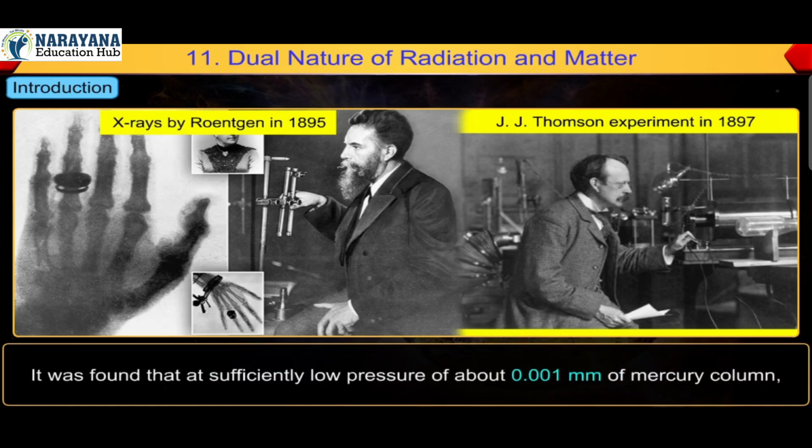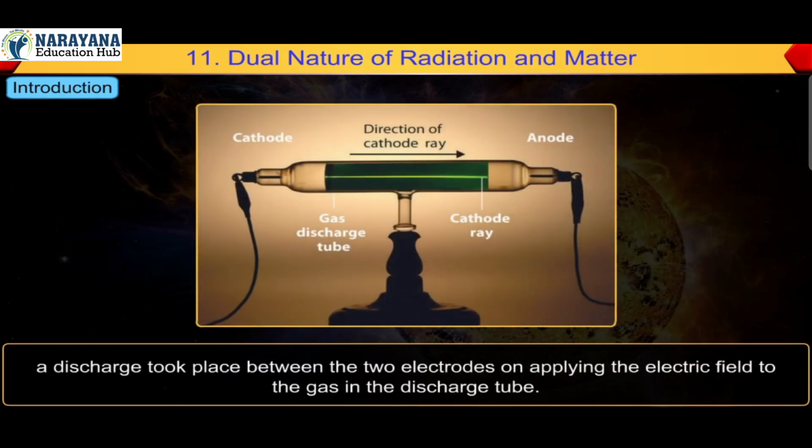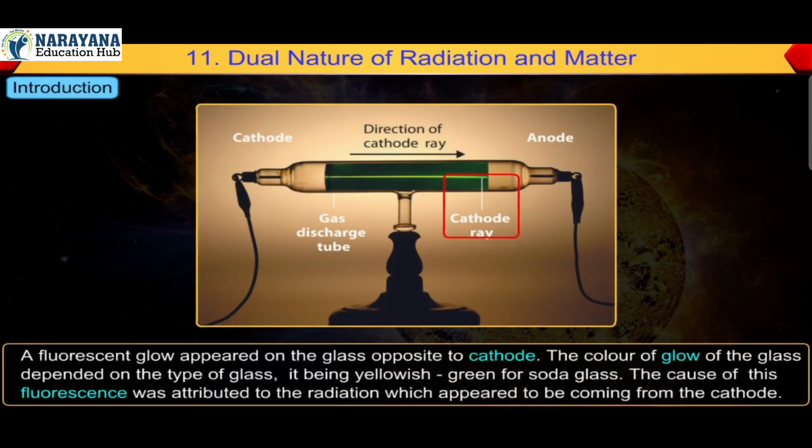It was found that at sufficiently low pressure of about 0.001 mm of mercury column, a discharge took place between the two electrodes on applying the electric field to the gas in the discharge tube. A fluorescent glow appeared on the glass opposite to cathode. The color of glow of the glass depended on the type of glass, it being yellowish green for soda glass. The cause of this fluorescence was attributed to the radiation which appeared to be coming from the cathode.